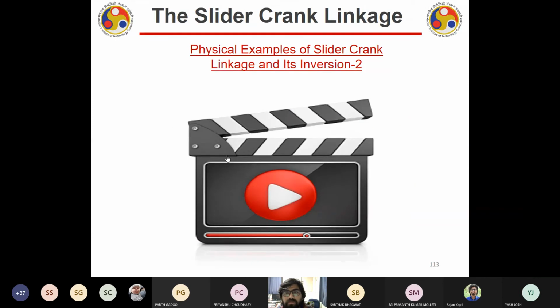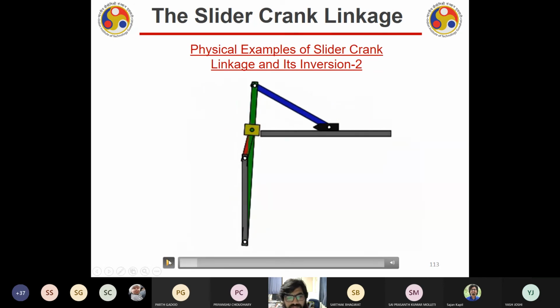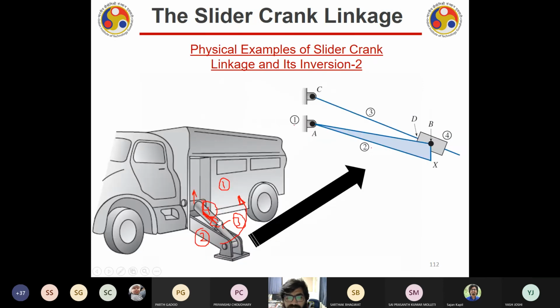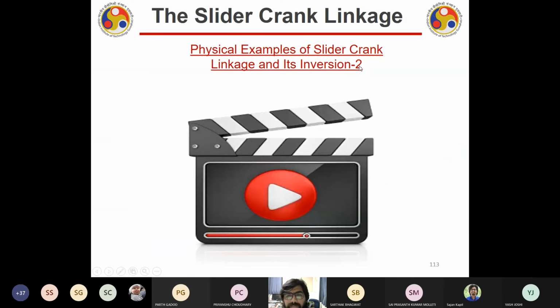Now let me show you the video of the third example, which is in version 3, the quick return mechanism. So carefully observe. I'm talking about this one right now. This we have seen. Now we are looking at the quick return mechanism. I should have written number 3 here, but it is written number 2, so please avoid this mistake.